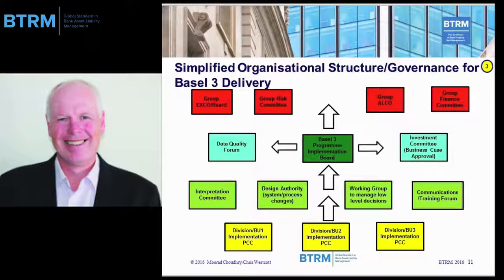So, not surprisingly, there'll need to be a central point, which in this case I've described as the Basel III Programme Implementation Board. That central point will be responsible for a lot of things, but let's start first of all with the arrow going up. This is to make sure that there's clear upward reporting to the senior committees and the senior management across the group. And that might well involve the board or the EXCO, Group Risk Committee, Group ALCO, or other committees like Group Finance Committee or whoever controls the purse strings.